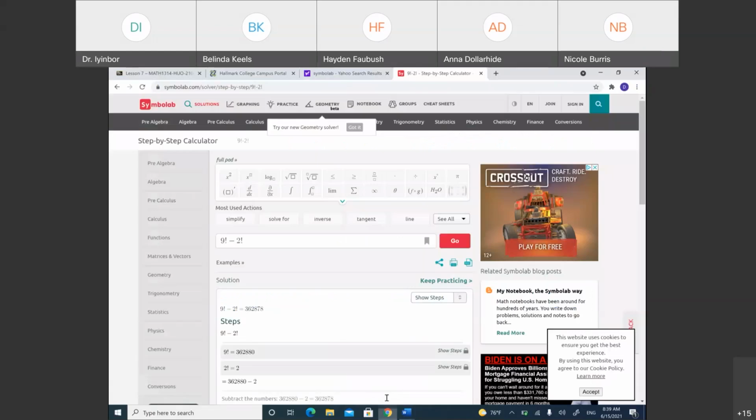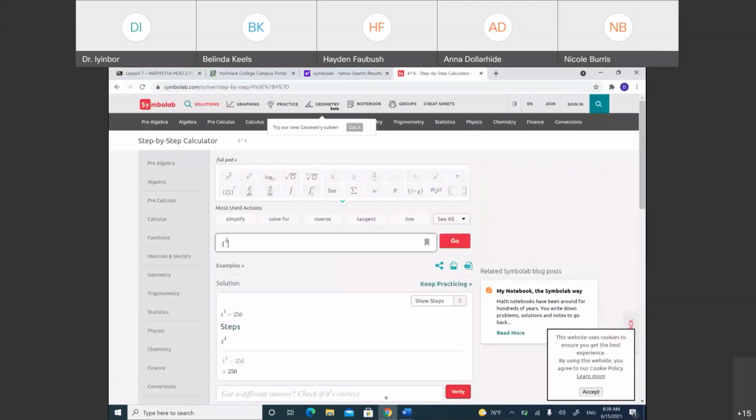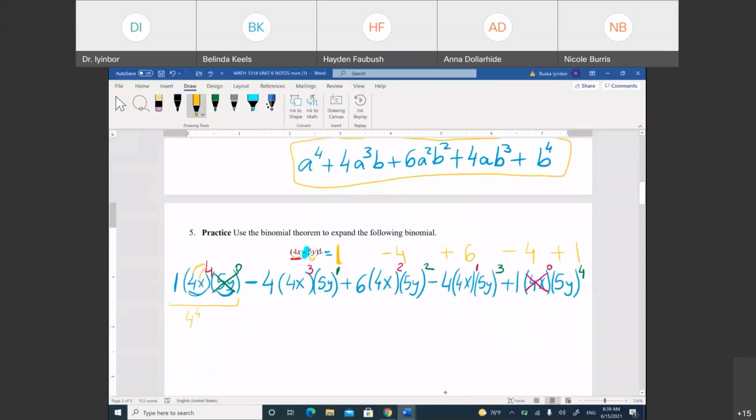Let's see. 4 with exponent 4. It's 256. Everybody see that? So the first coefficient is going to be 256. I'm going to write 256x to the fourth.